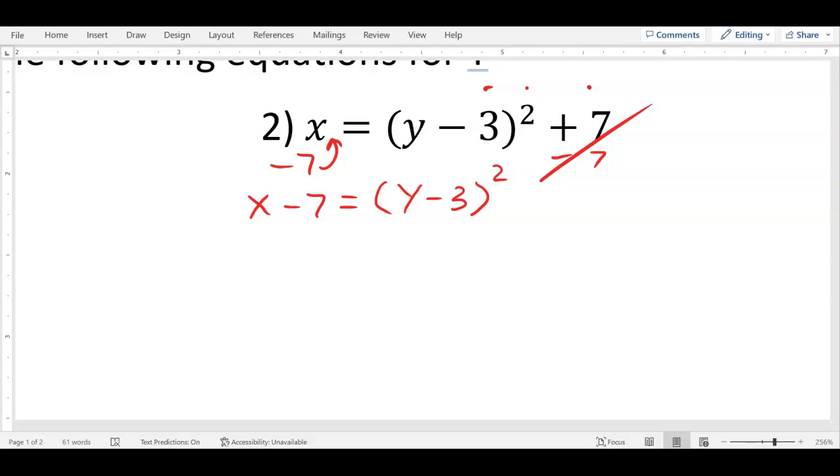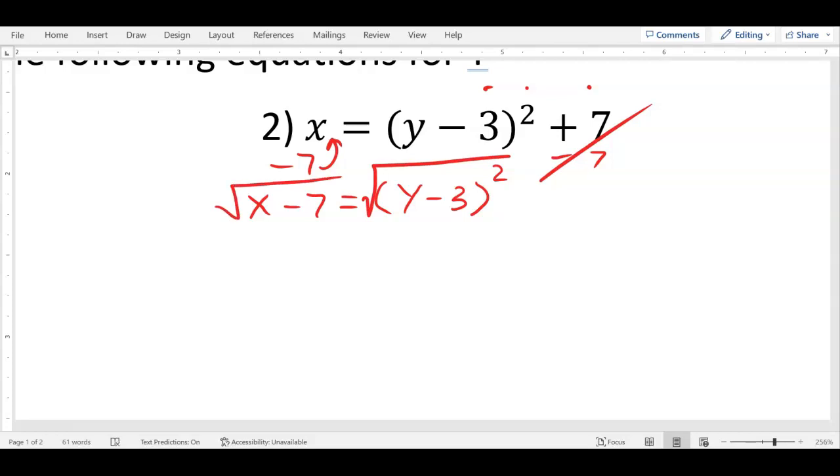So we have to get rid of that squared. We cannot touch the -3. How do I get rid of a squared? We just talked about it, square root. So let's square root both sides. Here we go. Square root this side, square root this side.